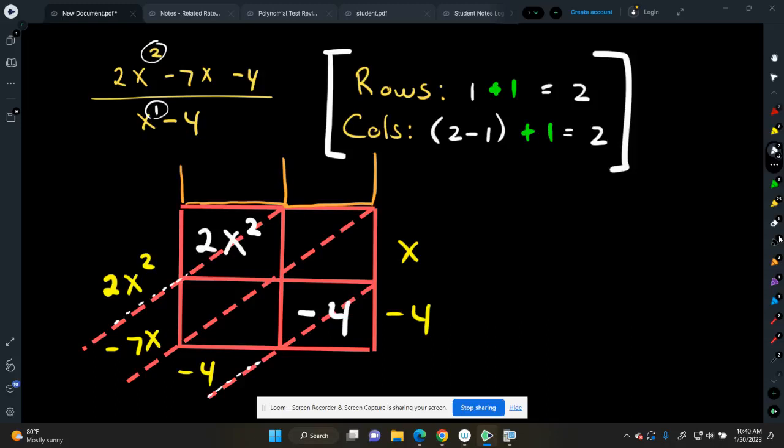Let's do number 2. We have 3x squared plus 11x plus 6 divided by 3x plus 2. Okay, this is the same as the previous problem, right? Got x squared on top and x on the bottom, so it's going to be 2 rows and 2 columns.